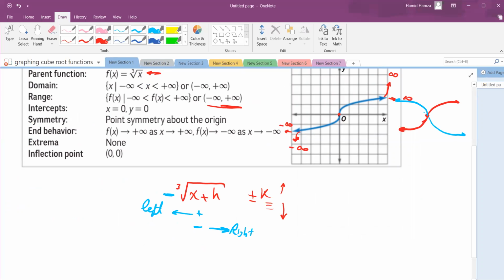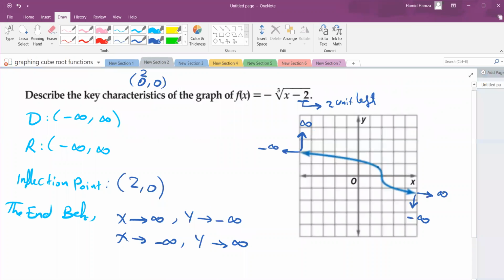So before the inflection point it will go like this, and after it will go down like this. So let me show you. This is the inflection point originally, with the parent function. But because the translation happened here, it's moved 2 units to the right. So this is the inflection point.